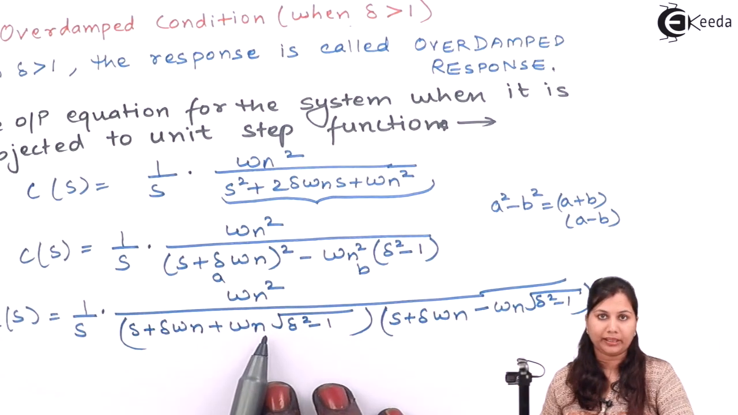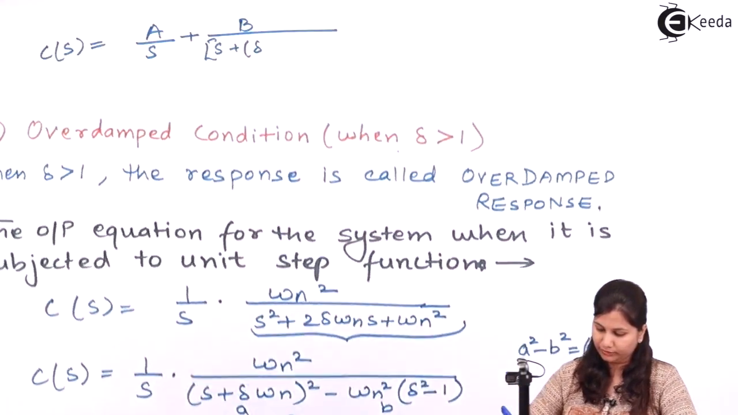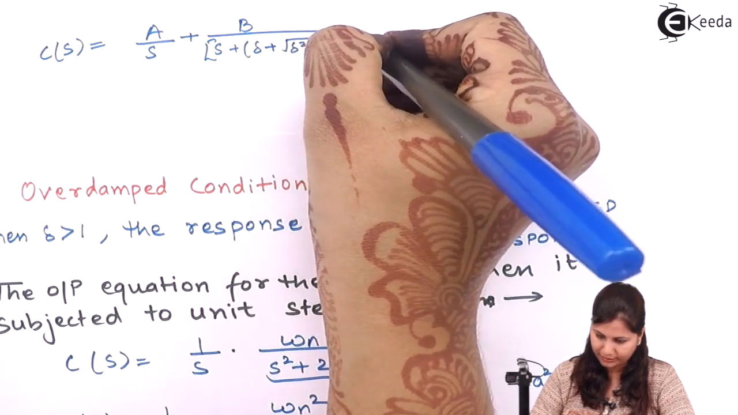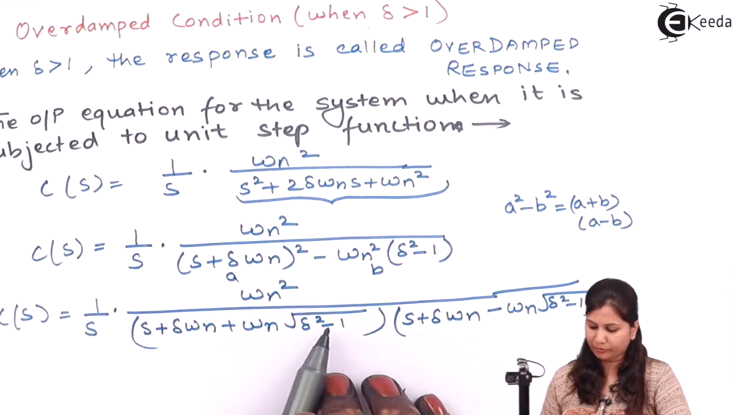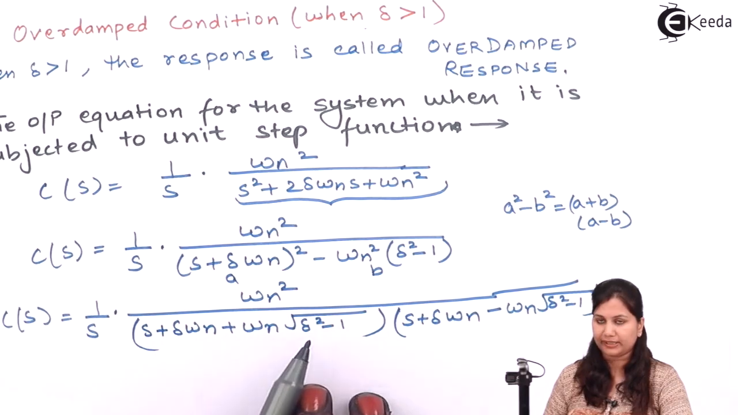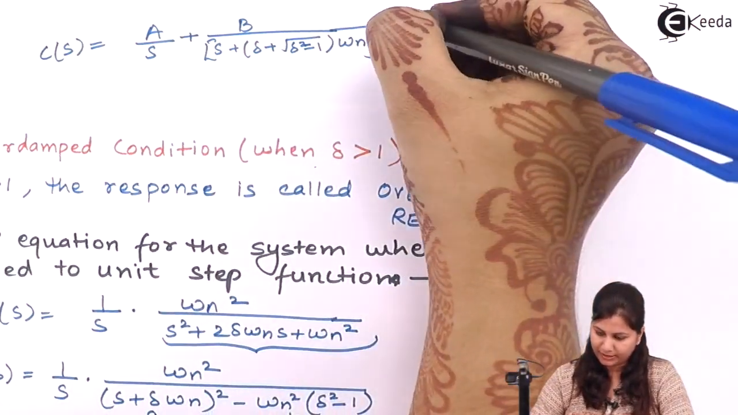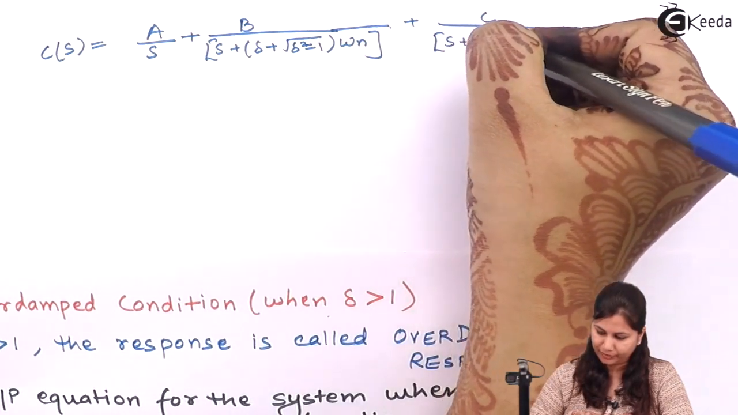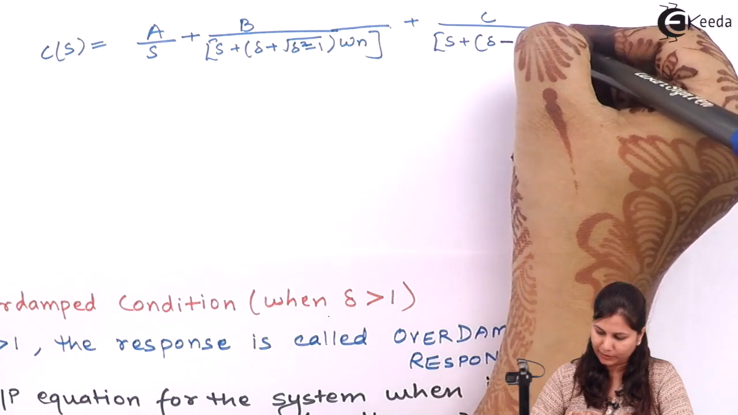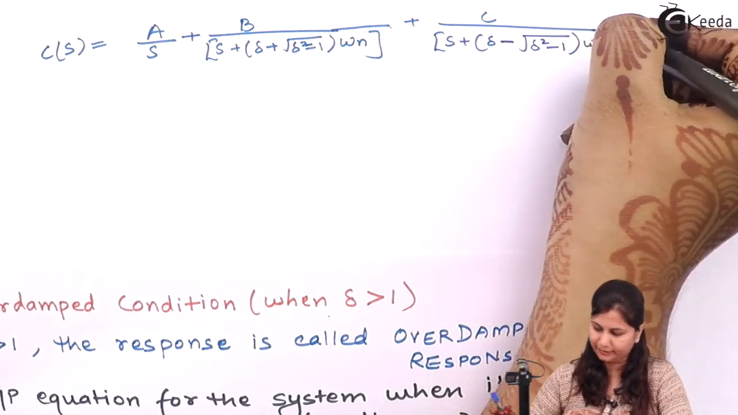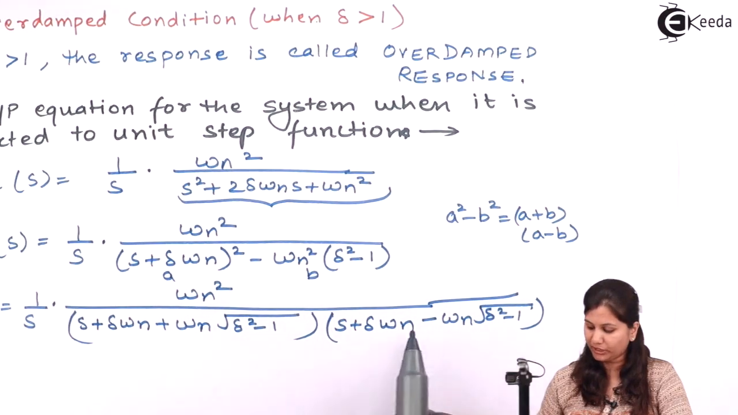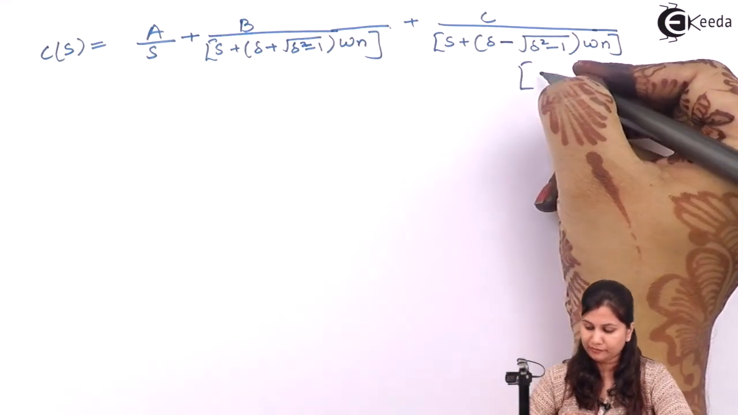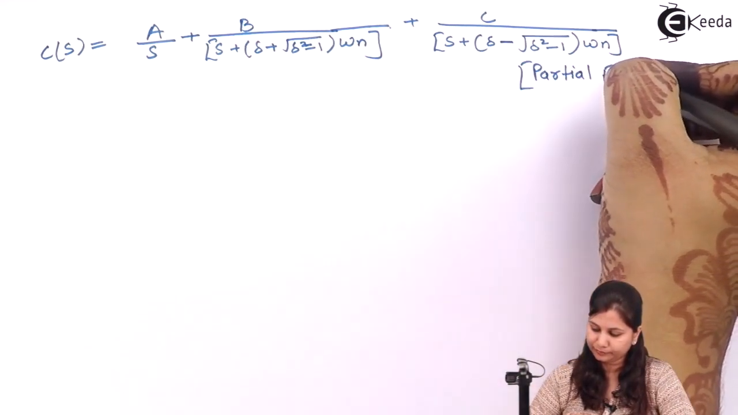Here we are having omega n common in these two terms, so we can take it out. We will have del plus under root of del square minus 1, and omega n is common. Okay, we have taken omega n common, so we are left with del plus under root of del square minus 1. Now we have this last C, and for C we are having this denominator term. We will have s plus del minus under root of del square minus 1, and this is again omega n. Again we have taken omega n common from these two terms, so we are left with del minus under root of del square minus 1. So we have used the partial fraction method to find the factors of it.